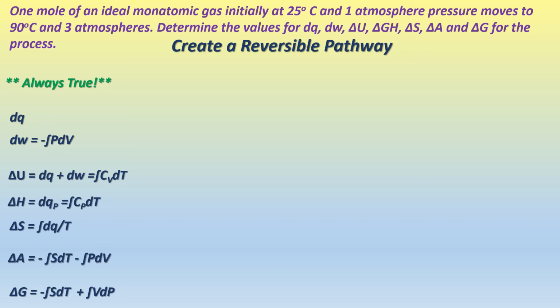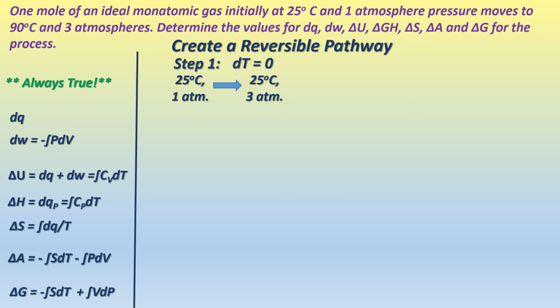In this case, I'm giving 2 variables that are changing. I'm giving temperature and pressure. Since I have 2 variables, I can break it down into 2 steps. The first step, I'll take the gas at 25 degrees C, 1 atmosphere, and reversibly bring it to 25 degrees C, 3 atmospheres, with a dT of 0. For step 1, I have a reversible isothermal process.